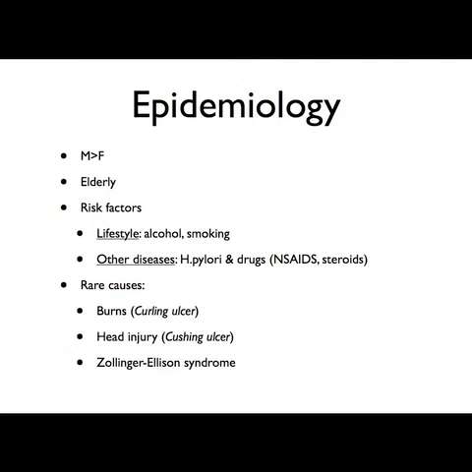And then there's the rarer causes, so burns causing a curling ulcer, head injury or neurosurgery causing a Cushing ulcer, and the Zollinger-Ellison syndrome. What's that, Ed? Interesting. It's caused by a gastrin-secreting tumour, usually in the pancreas, resulting in a higher acidity and therefore increased likelihood of ulceration and hence perforation.